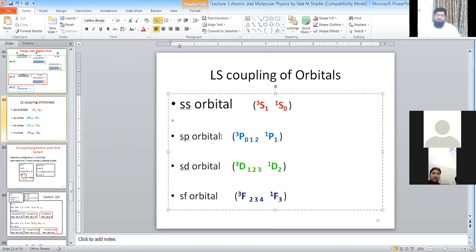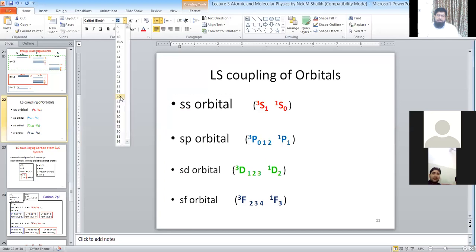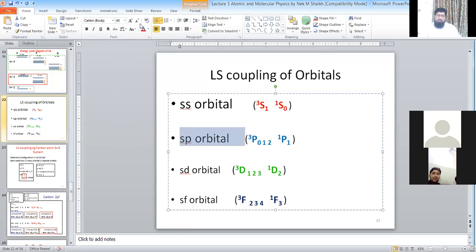If one electron is in the s orbital and the other electron is in the p orbital, the term value is this. If one electron is in the s orbital and the other electron is in the d orbital, the term value is this. If one electron is in the s orbital and the other electron is in the f orbital, now where is the f orbital?